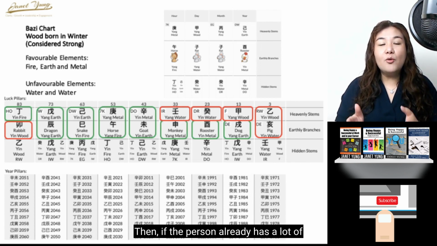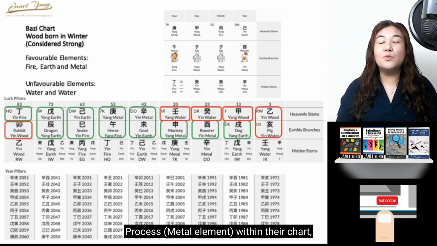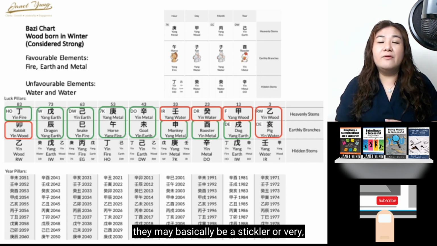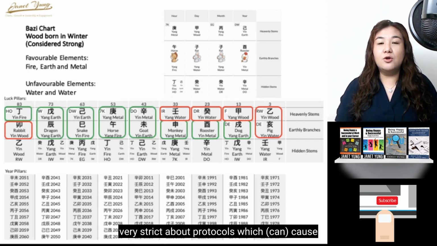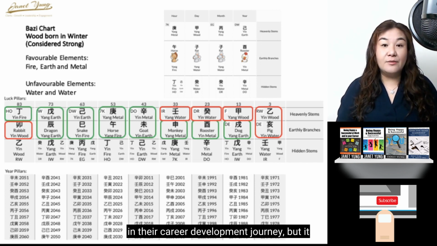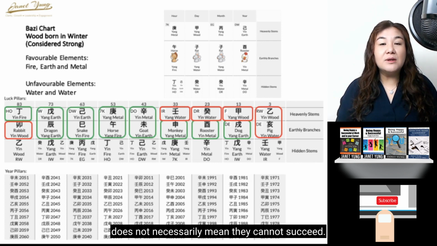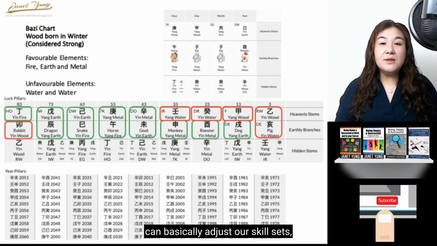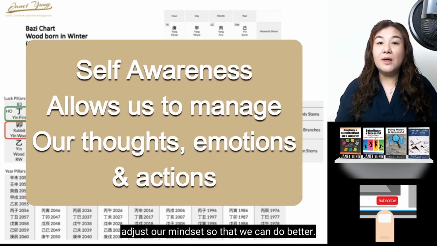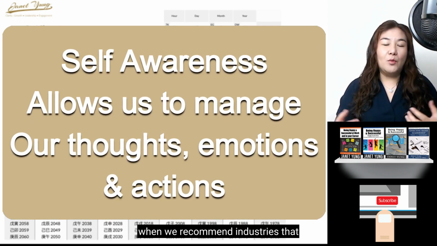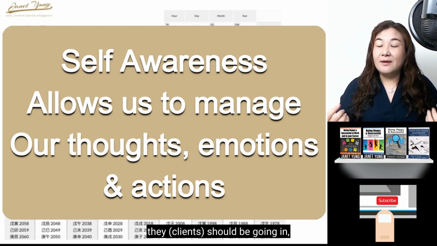Then if the person already has a lot of process within their chart, they may be a stickler or very, very strict about protocols, which causes some friction with other people. Therefore, it becomes a little bit unsmooth in their career development journey. But it does not necessarily mean they cannot succeed. It requires self-awareness so that we can adjust our skill sets and our mindset so that we can do better.